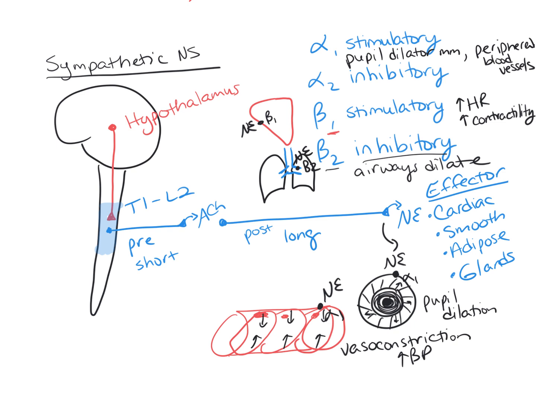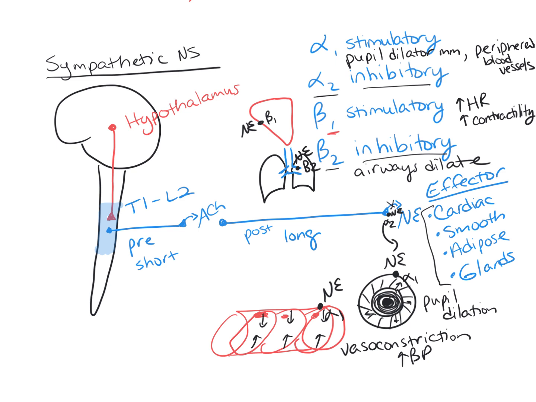And finally, we have alpha-2, which is inhibitory. Now, alpha-2 is not found on an effector. Instead, alpha-2 is found on the postganglionic terminal. That's where the alpha-2 receptor is found. So norepinephrine binds to that receptor, and it will inhibit the release of more norepinephrine. So the postganglionic neuron will stop releasing norepinephrine. So if norepinephrine doesn't get released, that is inhibiting all of these effectors.